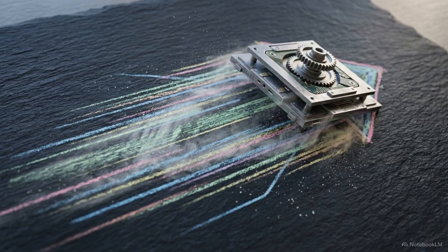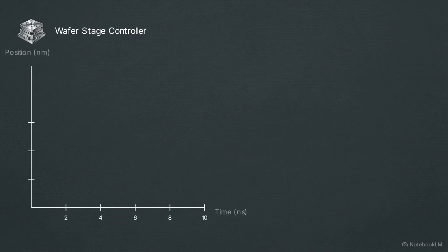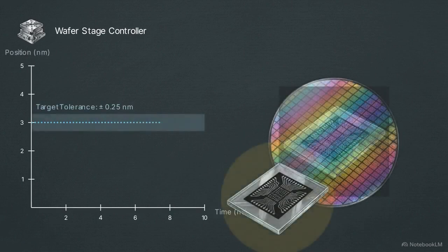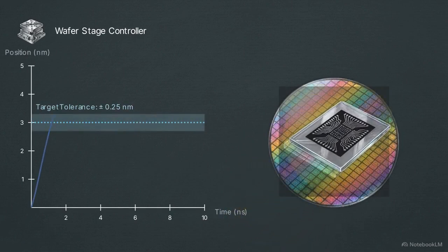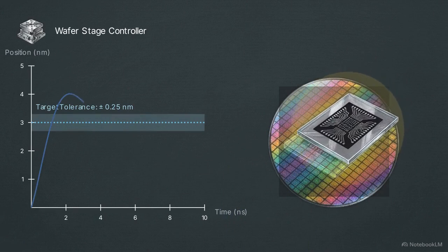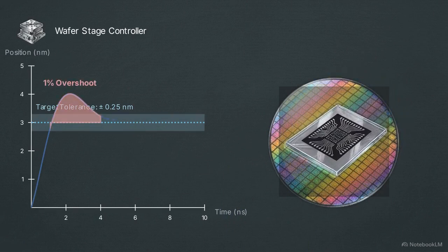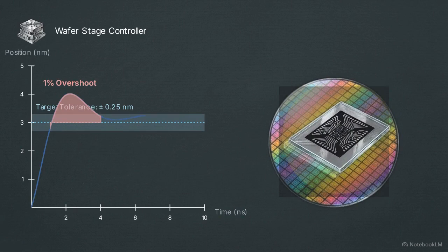To hit that throughput constraint, the controller's rise time must force the stage to reach peak velocity in a matter of milliseconds. This chart maps the system's time response constraints. The stage must violently accelerate, then decelerate, and satisfy its settling time, locking into a strict error band of plus or minus 0.25 nanometers in nanoseconds.